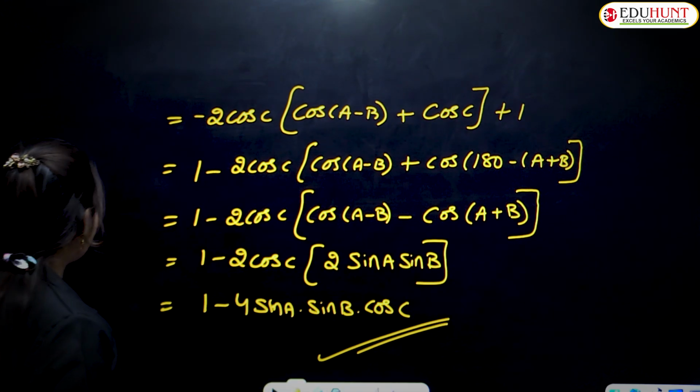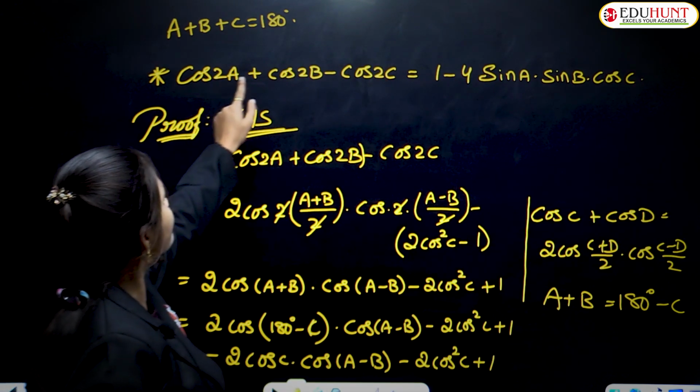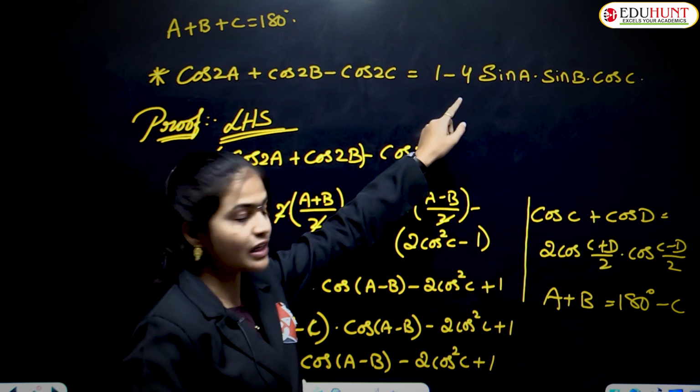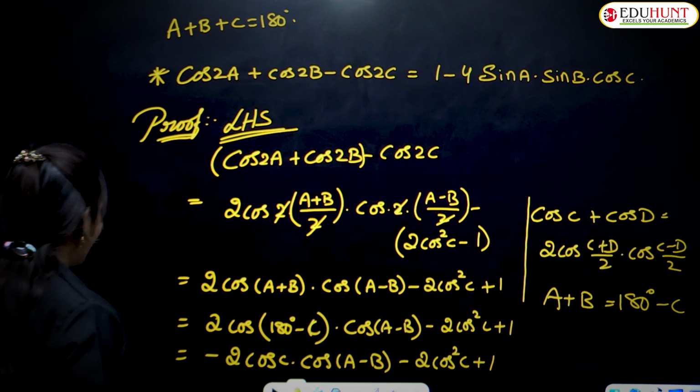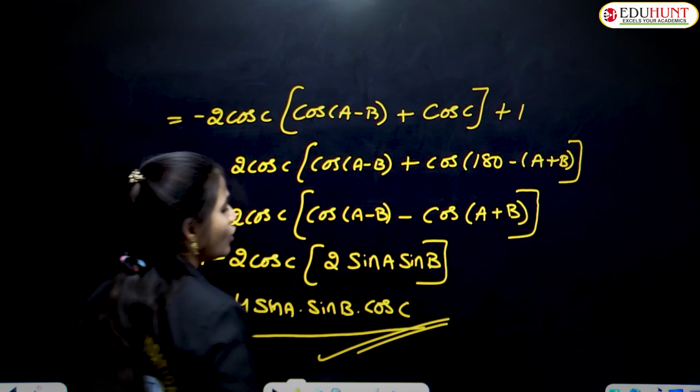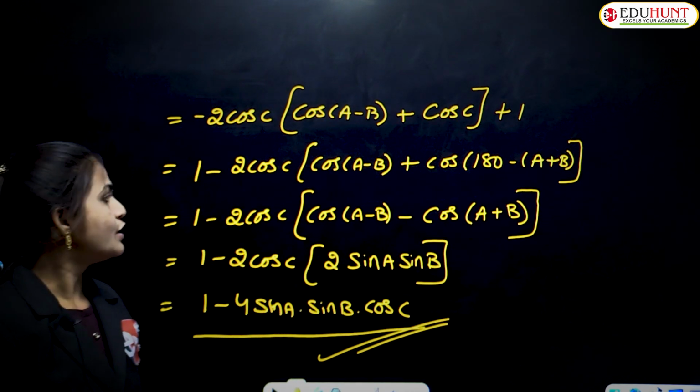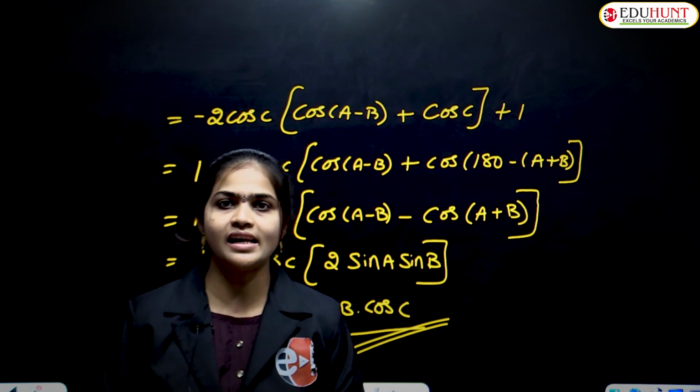So that is what they asked here: cos 2a plus cos 2b minus cos 2c is equal to 1 minus 4 sin a sin b cos c. Understand? So this is the fourth conditional identity.